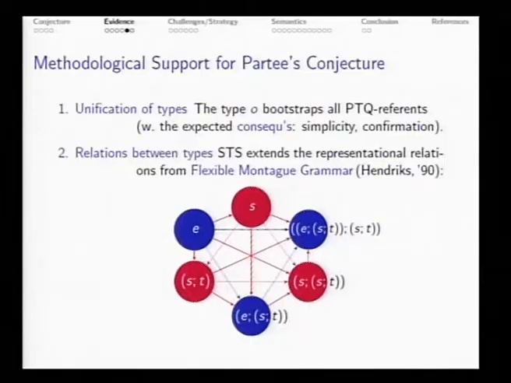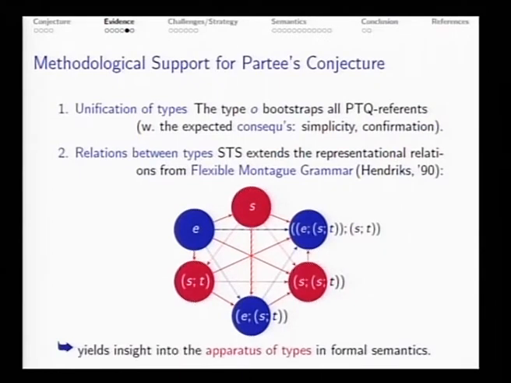For example, in flexible Montague grammar, one standardly identifies representational relations between entities and first and second order properties of entities. Now, depending on a particular single basic type choice, we would expect that we would also be able to identify relations between our single type objects and entities, first and second order properties of entities, etc. And in such a way, we would hope, at least, that our single type semantics would yield insight into the apparatus of types in formal semantics.